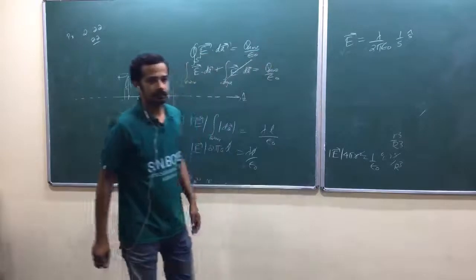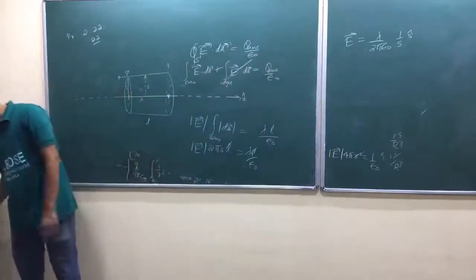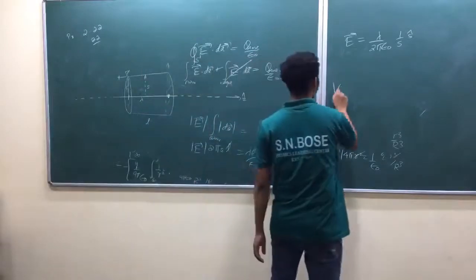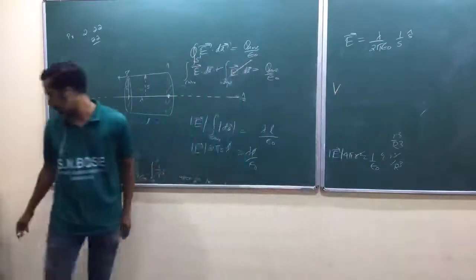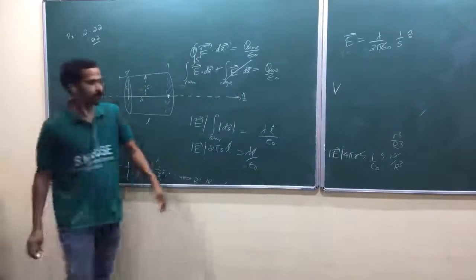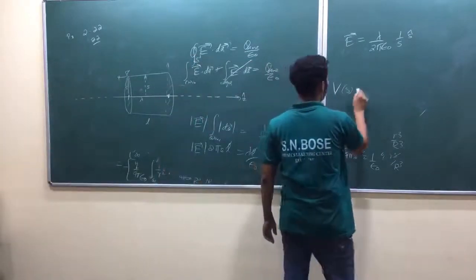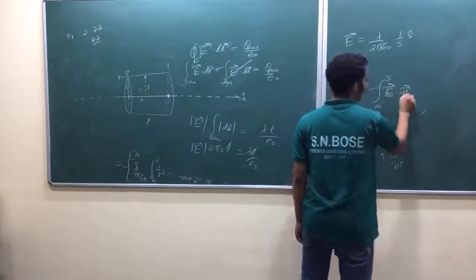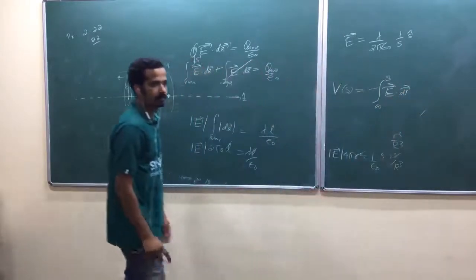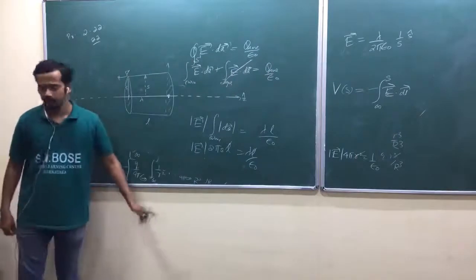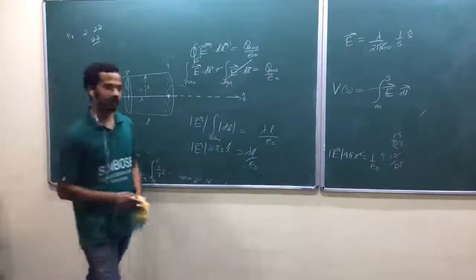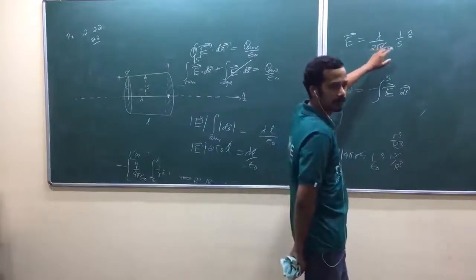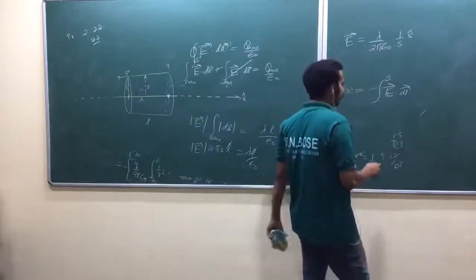Now, what is the next one? We have to find the potential at a point S. You can find potential at a point R or S, whatever. Find the potential at a distance S here. Now, how do you have to do it? You have to integrate from infinity to S, E bar dot dl bar. What's the problem? You can't take infinity as a reference point. If you take infinity as a reference point, when you integrate you will get log, and log infinity is infinity.